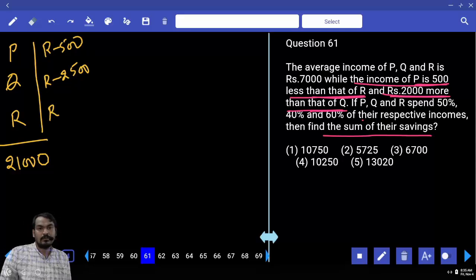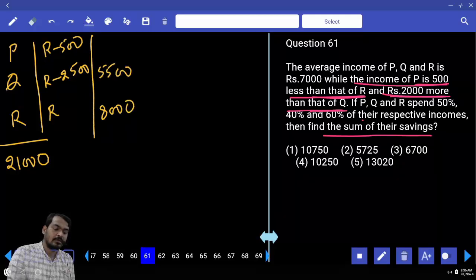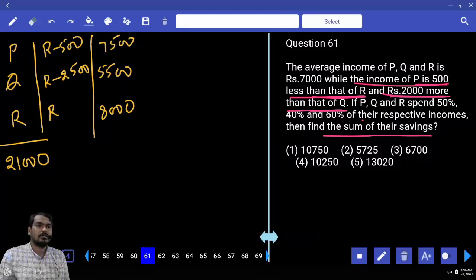500 plus 2,500, 3,000. Negative 3,000 becomes positive 3,000. 21,000 plus 3,000, 24,000. That is equal to 3R. 3R equal to 24,000. R equal to 8,000. Means R income 8,000. Q income 5,500. P income 7,500. Yes or no? P, Q, R are adding, we are getting how much value? 21,000. The same 21,000 is equal to how much? 3R minus 3,000. Yes or no? Solving this one, we get the R value.